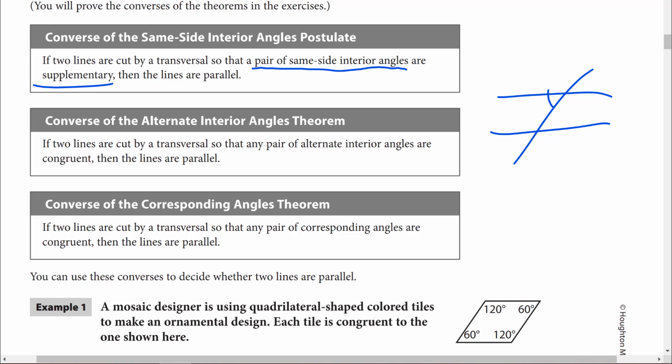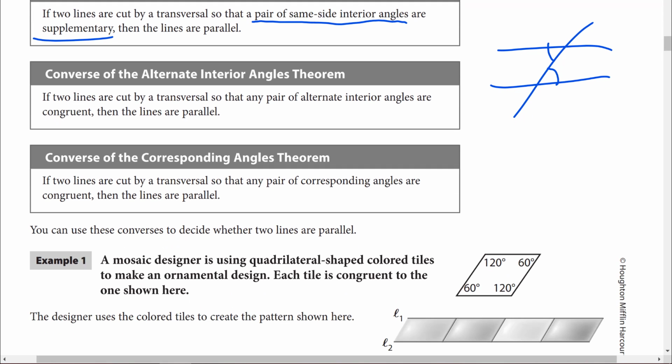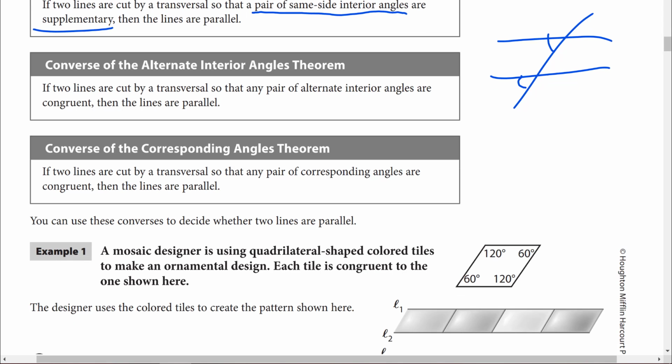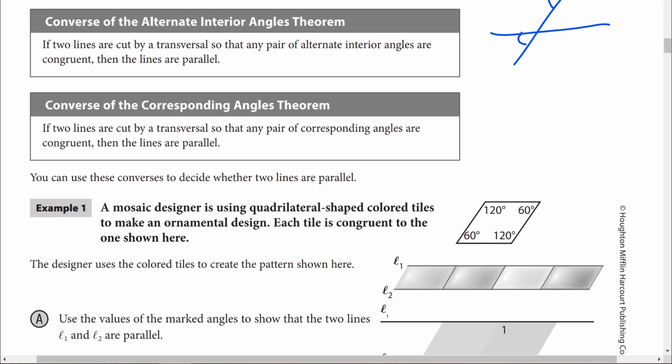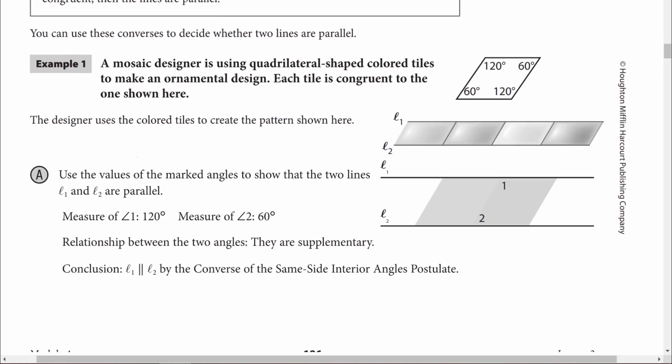The converse of the alternate interior angles theorem says if the alternate interior angles are congruent, have the same measure, then the lines are parallel. And the converse of corresponding angles, these two here: if the corresponding angles are congruent, then the lines are parallel. So again, we're starting with knowledge about the angles and using that to prove the lines are parallel in our converses. Let's jump into an example.